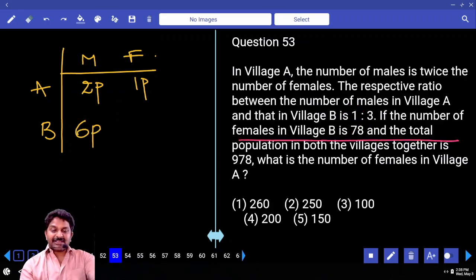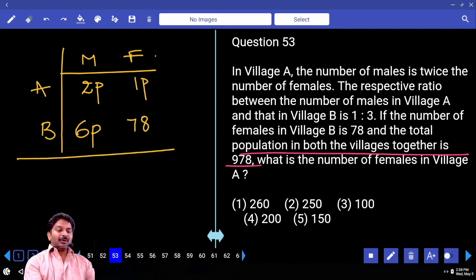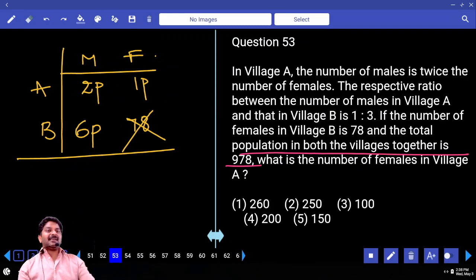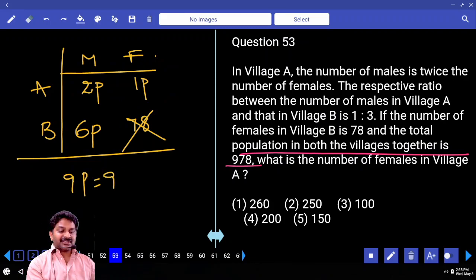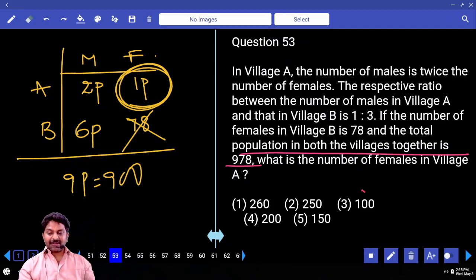The number of females in village B is 78. The total population in both the villages together is 978. Altogether 978, right? Out of that we already have 78 here. That means the remaining 3 numbers' sum must be 900, so how many parts are there? 9 parts, 900 only. Now the question is to identify the number of females in village A. Female in village A, 1 part is equal to 100.